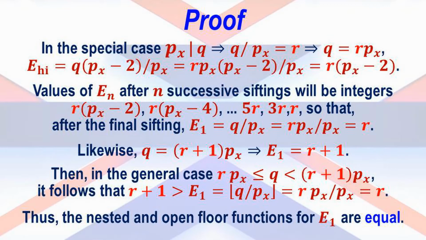So now we're ready to look at the general case where r times Px is less than or equal to Q, which in turn is less than (r plus 1) times Px. Well, then it follows that r plus 1 will be greater than E1, and E1 of course can't be greater than r, and therefore E1 taken as the floor function of Q over Px must be r. It can't be anything else. It can't be less than r, and it can't be r plus 1, and it can't be a fraction because it's a floor function, so it must be equal to r. And therefore the nested and open floor functions for E1 are indeed equal.